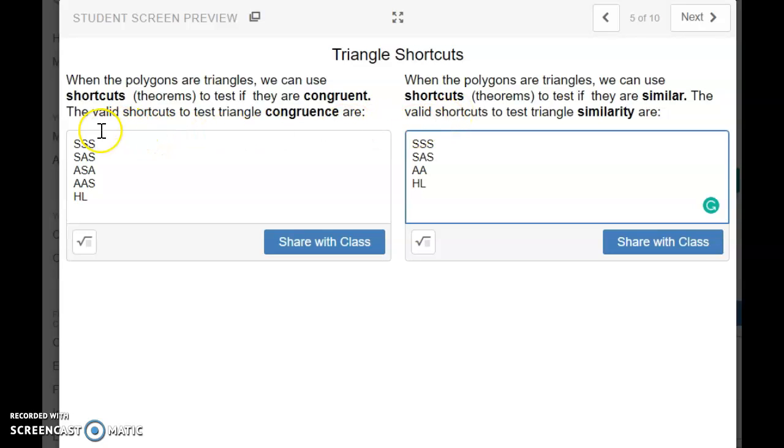Similarity shortcuts are SSS, just like the congruence, SAS, just like the congruence, but ASA and AAS, they are both covered by just two angles, because we just need the angles to be congruent. So if you have two pairs of congruent angles, then we know that the third has to be congruent as well. And at that point, we don't really care about the third side. And HL is also a triangle similarity shortcut as well.